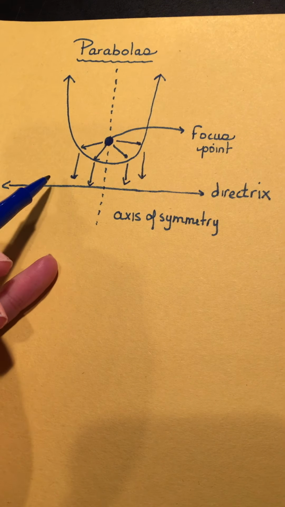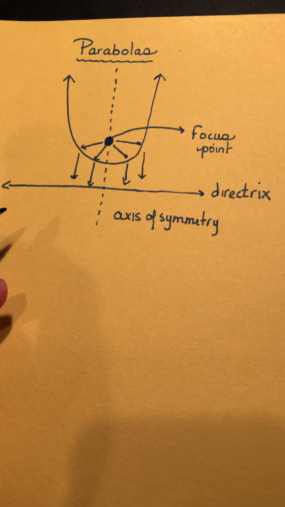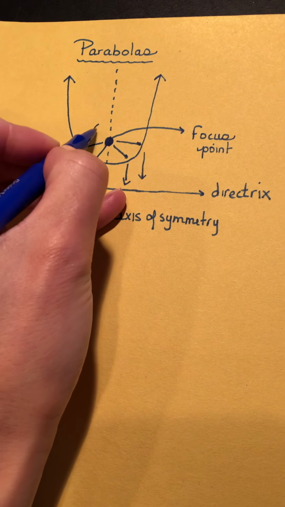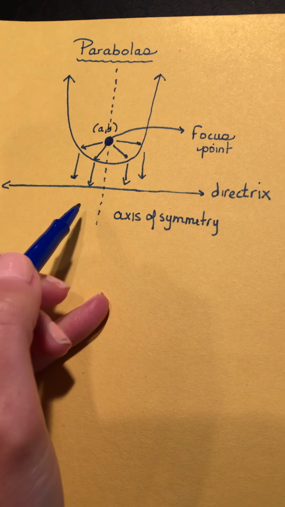The technical definition of a parabola that I have in my notes is a parabola is the set of all points that are equidistant to a point, called the focus, and a line called the directrix.